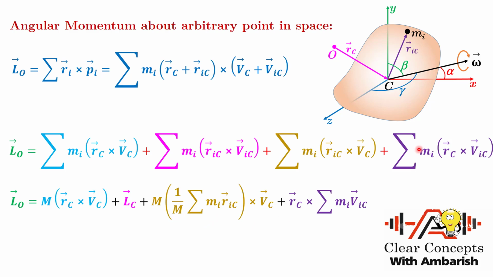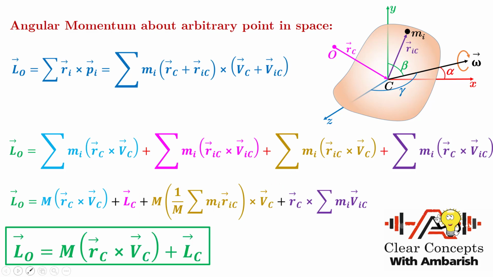Similarly, what about the last term? In this, Rc can be taken outside the cross, since Rc is a constant term. It can be taken outside the sigma, and it becomes Rc cross sigma Mi Vic. Sigma Mi Vic is nothing but the momentum of the rigid body as seen from the center of mass frame. Mi Vi is the momentum of the ith particle, but the momentum of the ith particle as seen from center of mass, summed over the entire rigid body, is always 0, because the center of mass frame is also the zero momentum frame.